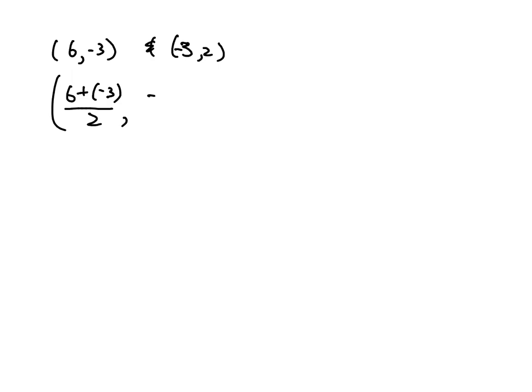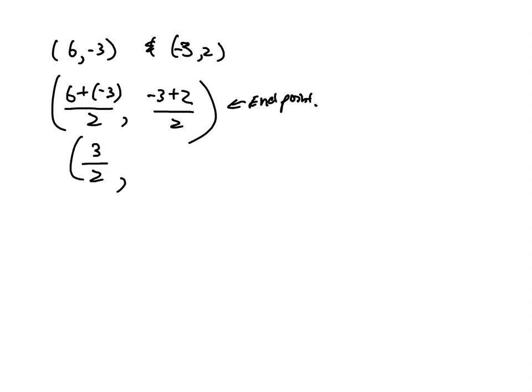Alright, last one. Midpoints again. (6, -3) and (-3, 2). So 6 plus -3 over 2, comma -3 plus 2 over 2. And this will be our endpoint. 6 plus -3 is 3 over 2. -3 plus 2 is -1 over 2. And then we're done.